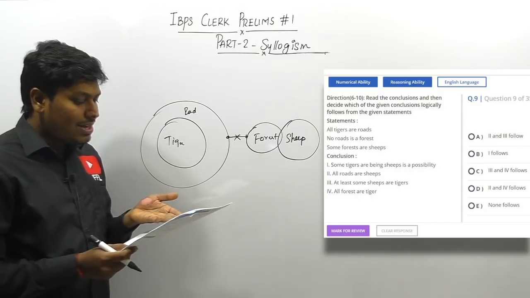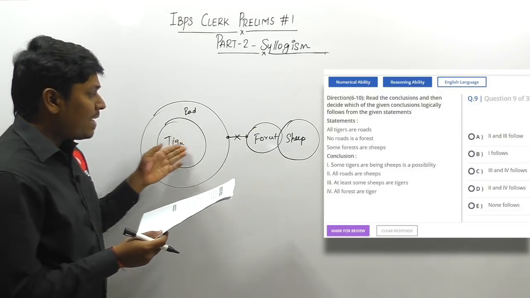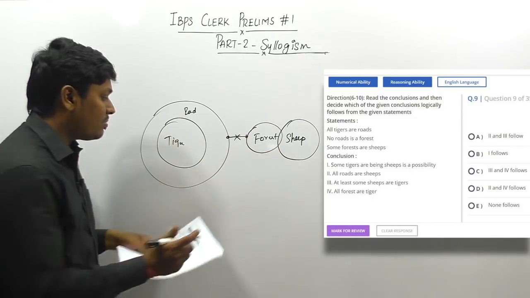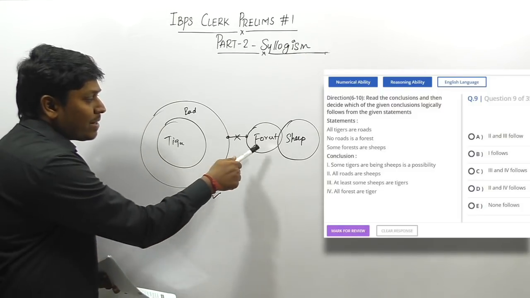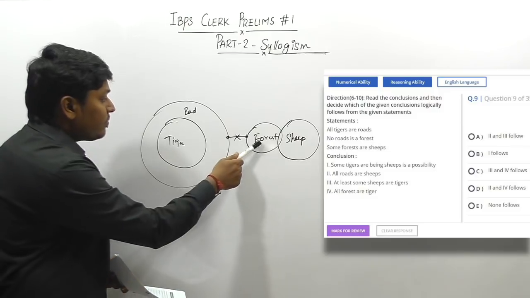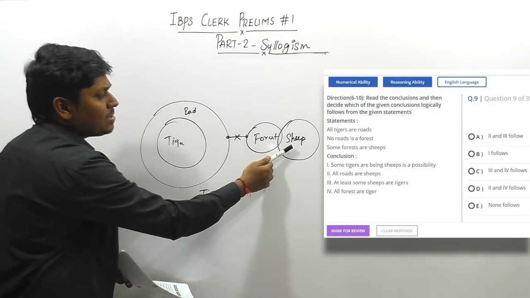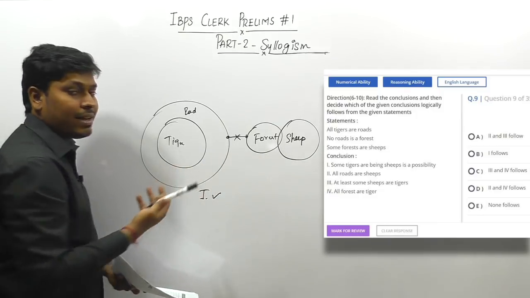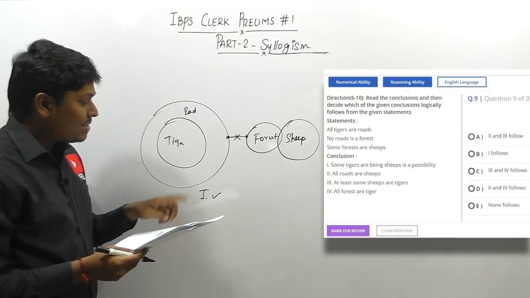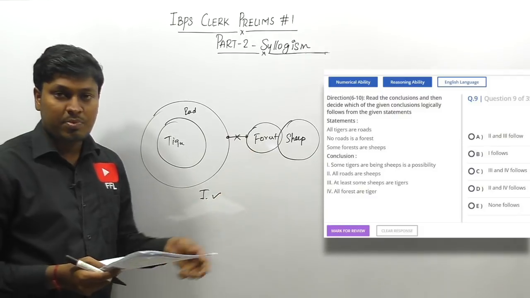Both are possible. And similarly, conclusion 1 says some tigers being sheep is possible. Definitely possible. So we can say that conclusion number 1 is true. Why? Because they have said only that there should not be any connection between forest and road. They have not said that sheep should not be connected with road. We can connect sheep with road and also connect sheep with the tiger, right? And here conclusion number 1, some tigers are sheep, is possible.